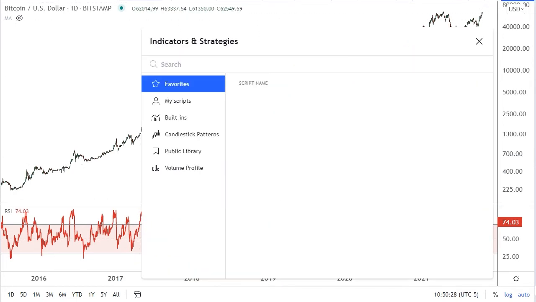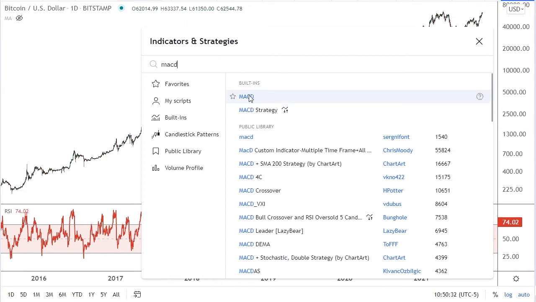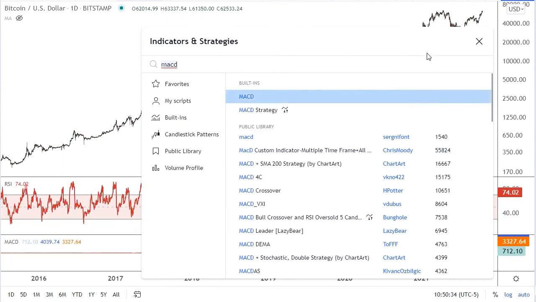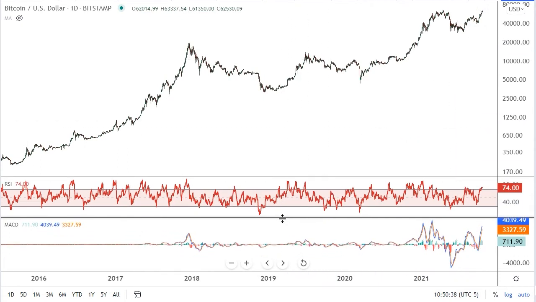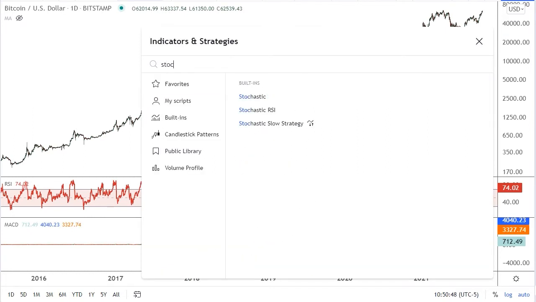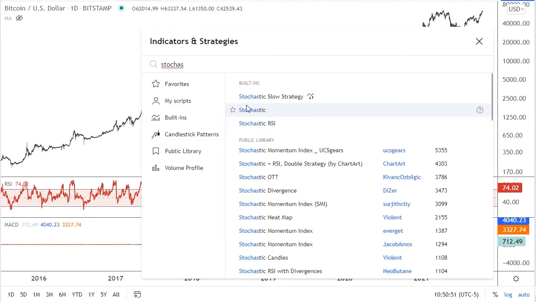So that's one. Another one that shows up in a separate pane at the bottom would be a MACD, moving average convergence divergence. So that's this guy here. And there's a whole lot of uses in it. We'll be covering this one in a future video, as we will the RSI. And then also you've got another popular one, which is stochastic.